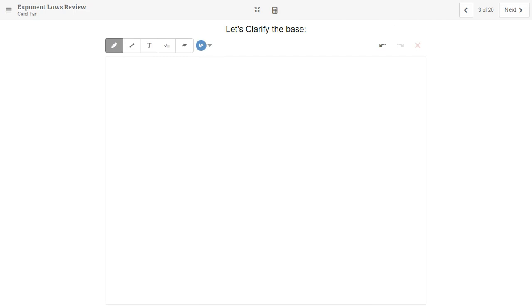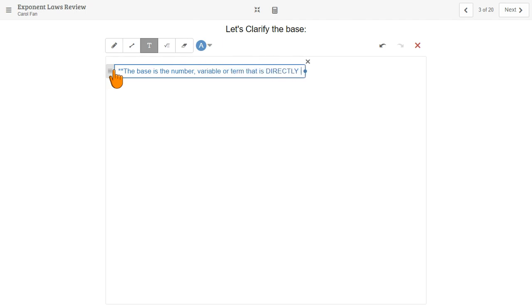So let's clarify the base. The base is the number that is directly in front of the exponent. Let me say that again. It's not just the number. It could be the number, the variable, or term that is directly in front of the exponent. And I put the word directly in capital letters because when I say directly, it means the only one thing that's in front of the exponent.